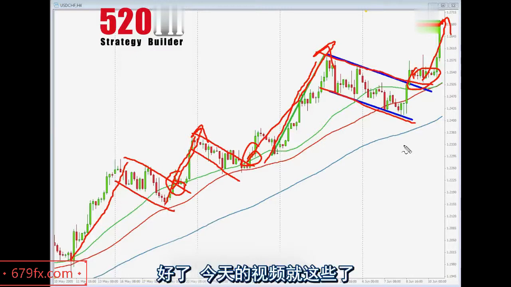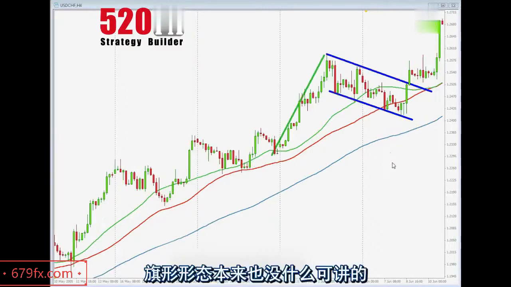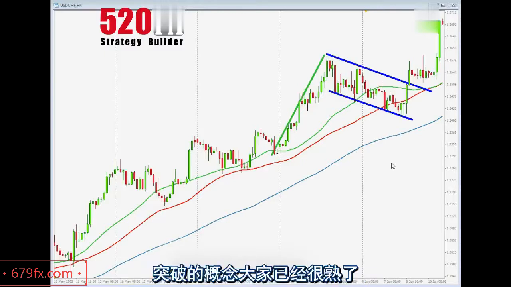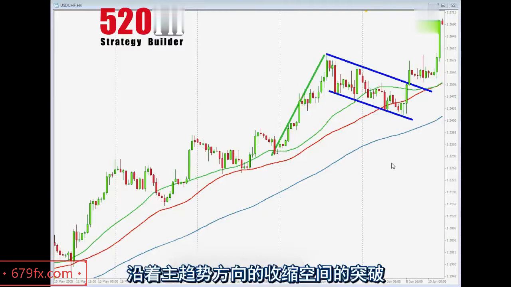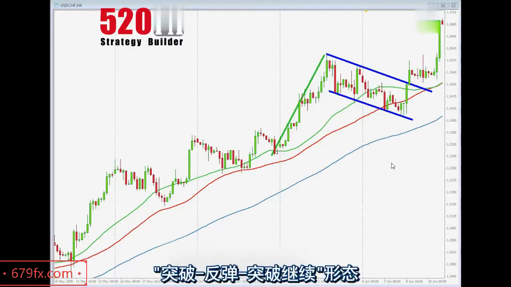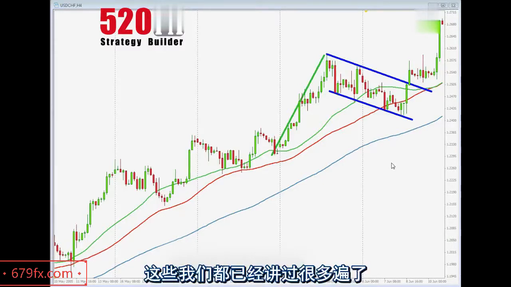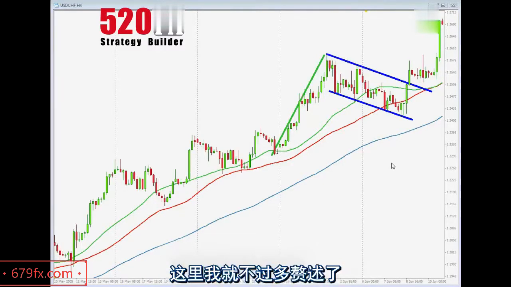Alright guys, that's all for this video. Like I said, there is not much to say about flags because you are already familiar with the breakout concept: trading consolidation areas in the direction of the main trend upon a breakout, pullback, continuation pattern. We've reviewed it already in a few videos, and I don't want to get too repetitive.